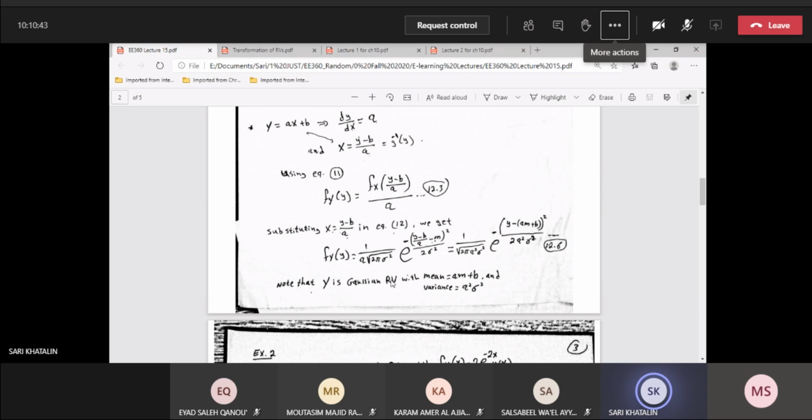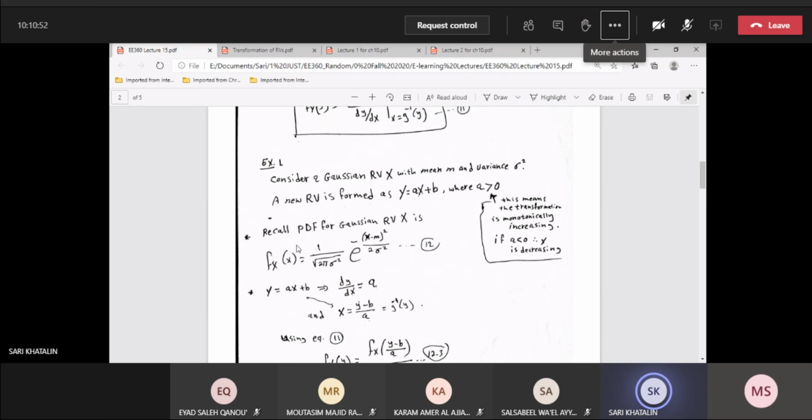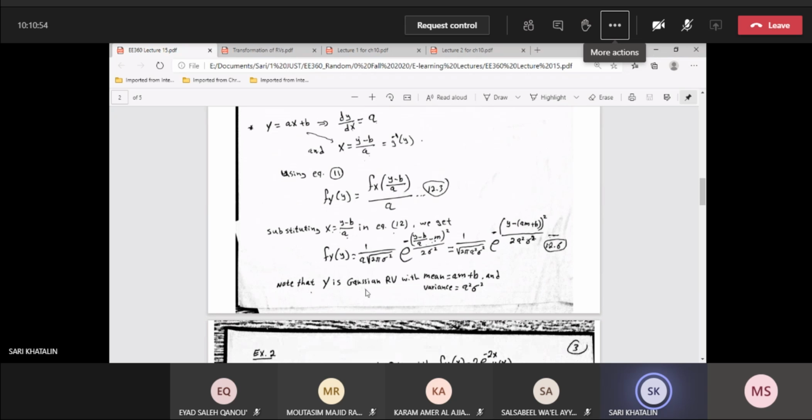This is the new result, and you can see that now the random variable y, because the first one is the random variable x, now the random variable y has a different mean. What's the mean here? As you can see here, the mean is 2m plus b, 2m plus b right here. And the variance is a square sigma 4.